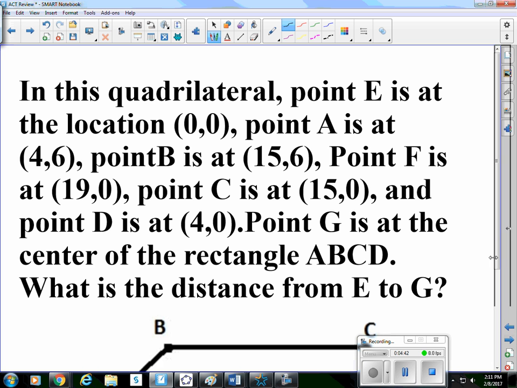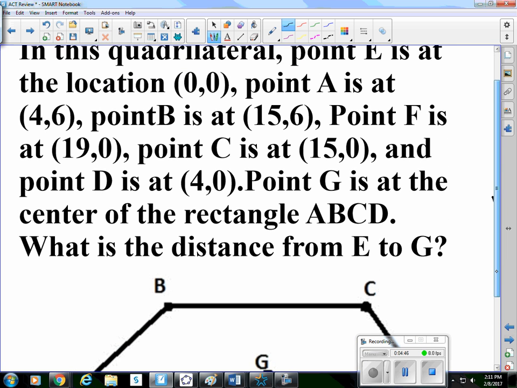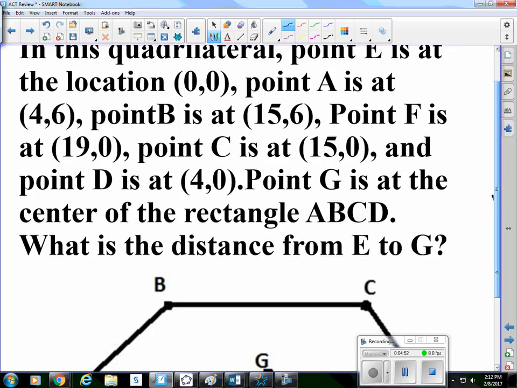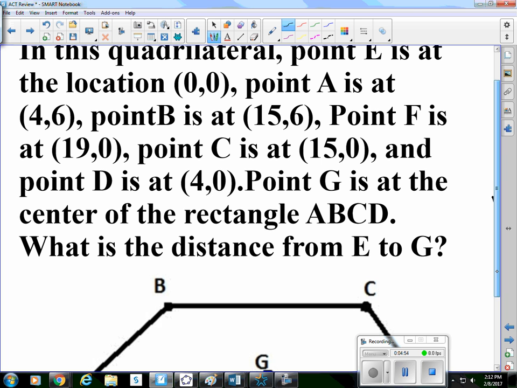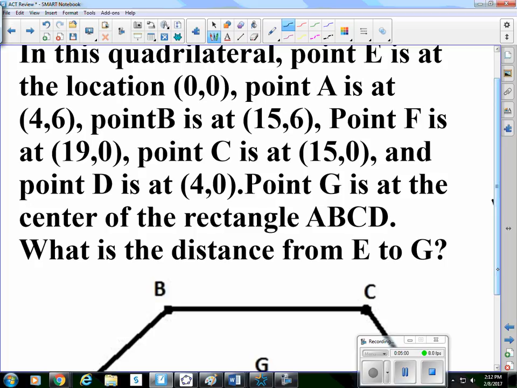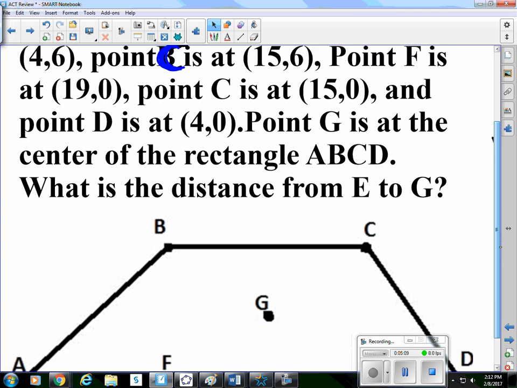So if we know B is at 4,6 and no, A is 4,6. B is actually this doesn't match. So if we just change that point B and point C, we have a 4-6 and a 15-6.